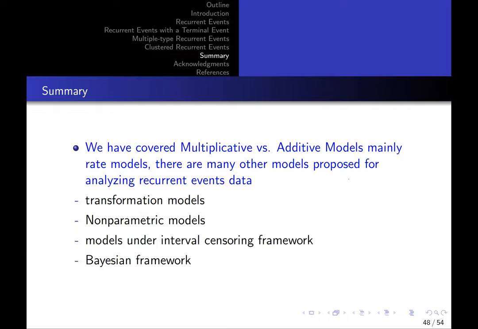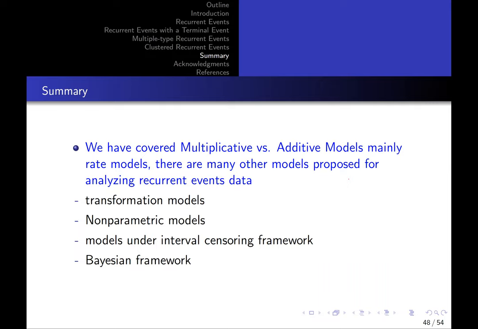So proportional rate models are really good interpretation-wise, and it's easy to fit. And there are models which have been developed to handle informative censoring, clustered recurrent events, and multiple type recurrent events. So I thought this would be a good introduction overview.